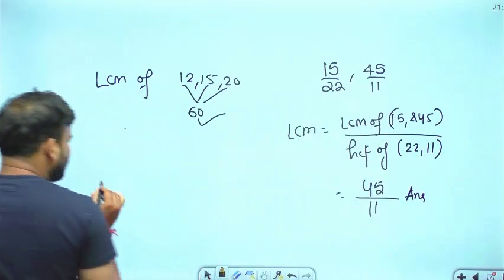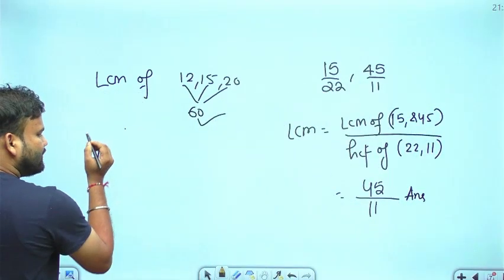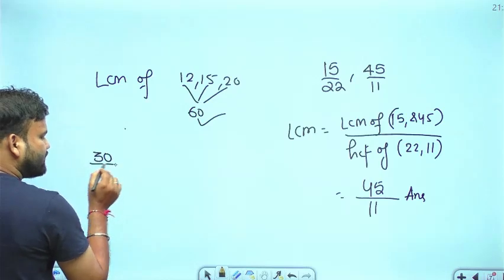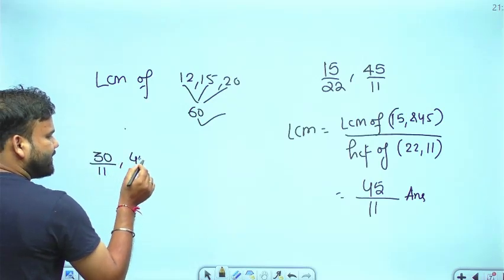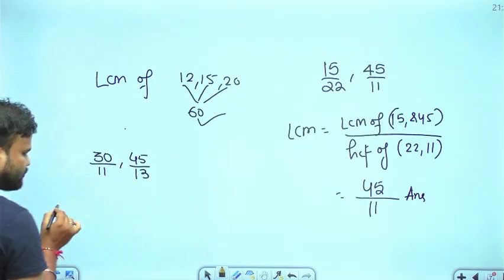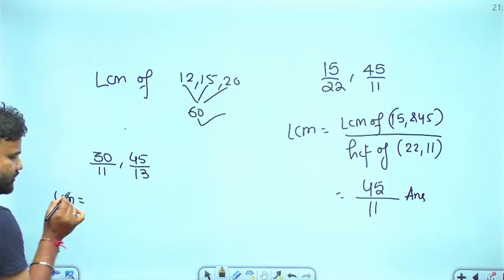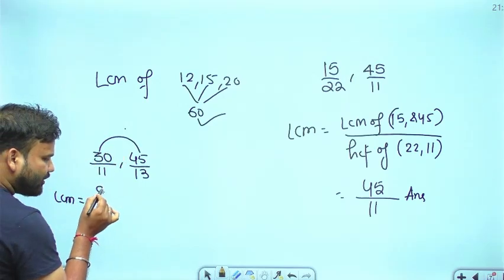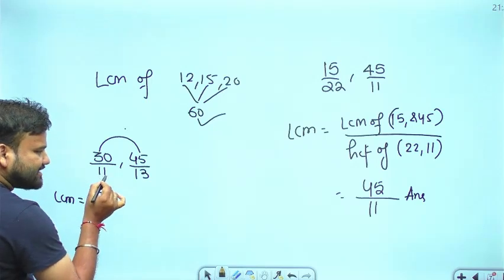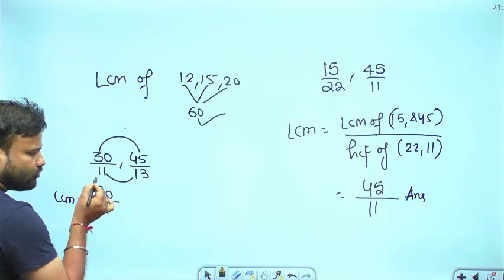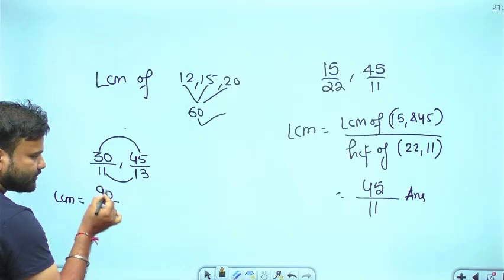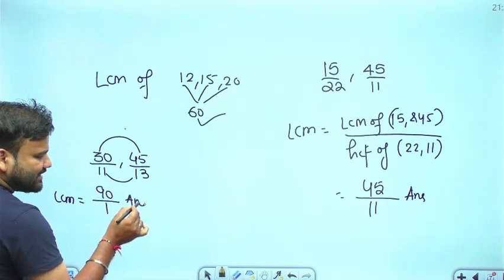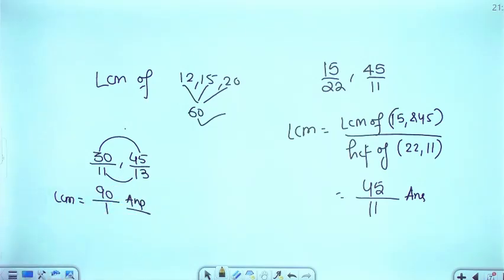Similarly, if somebody asks what is the LCM of 30 by 11 and 45 by 13? Take the LCM of the numerators. 30 and 45 have a common multiple of 90, and what is the HCF of the denominators? That is 1. No common factor other than 1, so they are co-prime numbers. So 90 is the LCM. Is it clear, Lakshmi?